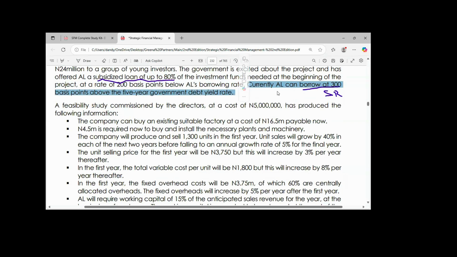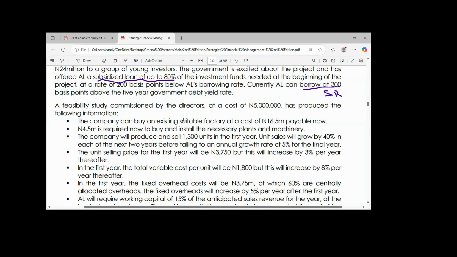If you are given a basis point of 50, 50 divided by 100 will give you 0.5. If you are given a basis point of 15, 15 divided by 100 will give you 0.15. So whenever you are given a basis point, just divide it by 100 to get the percentage. A basis point is just a spread.